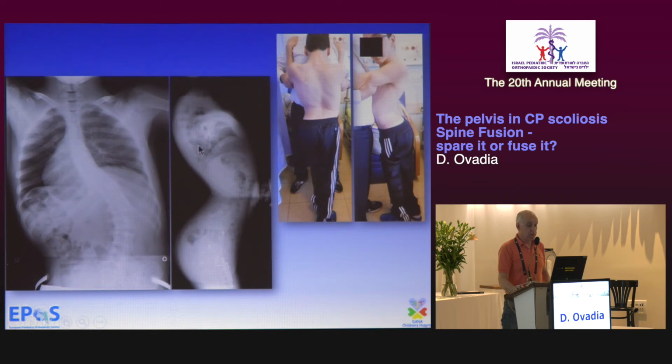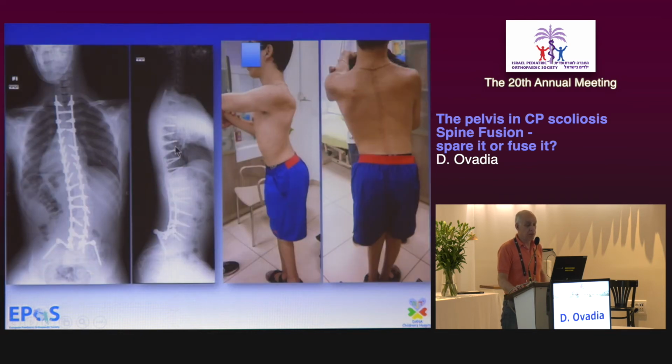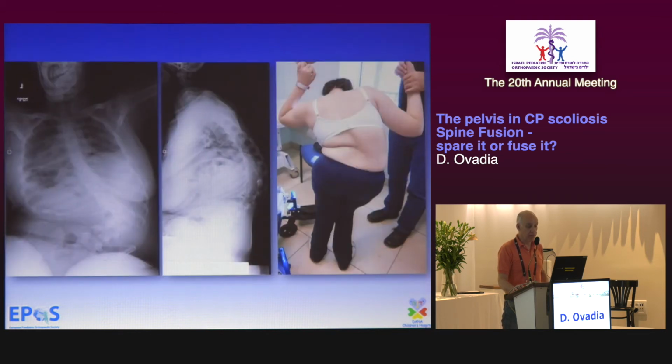Once again, you have a lumbar curve with a pelvic obliquity, but a hyperlordotic patient. And this patient, because of the sagittal profile, should be fused to the pelvis and not spared. Otherwise, you will have an anterior pelvic tilt at the end.